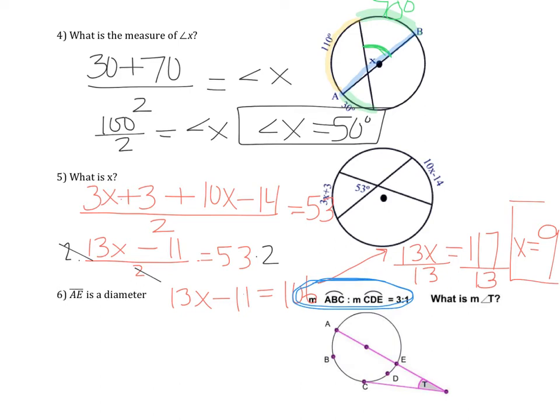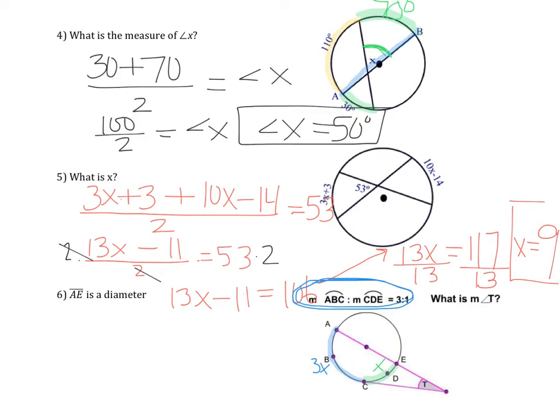So we're looking at the arc ABC, which is this one right here, has a ratio of 3 to 1 to the arc of CDE, which is this one here. Well, all that means is the one that has the 1, if we call that x, so if we call arc CDE x, then ABC is 3 times that, or 3x. Also notice that those two arcs make up a semicircle. So we're going to go ahead and find those two arc measures first.